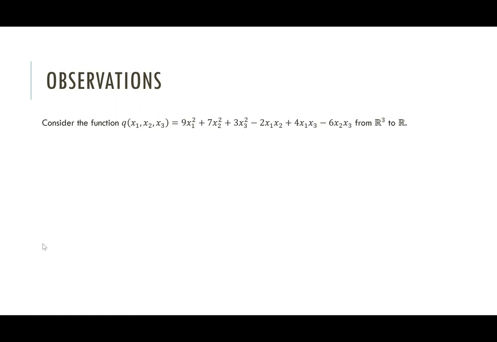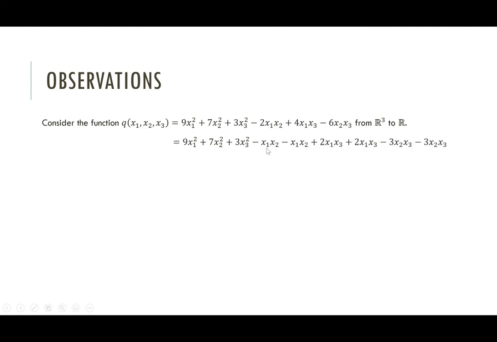So, okay, we were able to do that with this quadratic form. Let's consider a more complicated function. So now a function from x1, x2, x3 to R. In this function, I put the squared terms out front. So we've got 9x1 squared plus 7x2 squared plus 3x3 squared. And then we've got our mixed terms, minus 2x1 x2 plus 4x1 x3 minus 6x2 x3. So all the possible combinations of xi and xj are captured here.